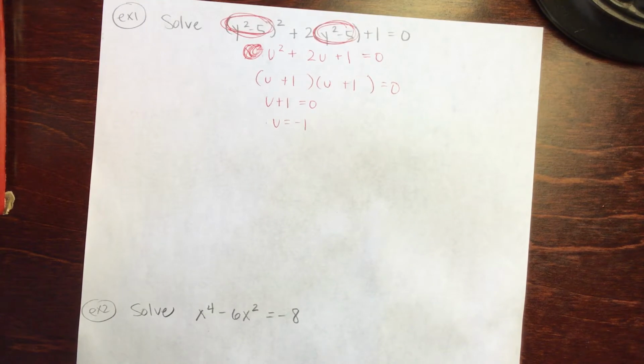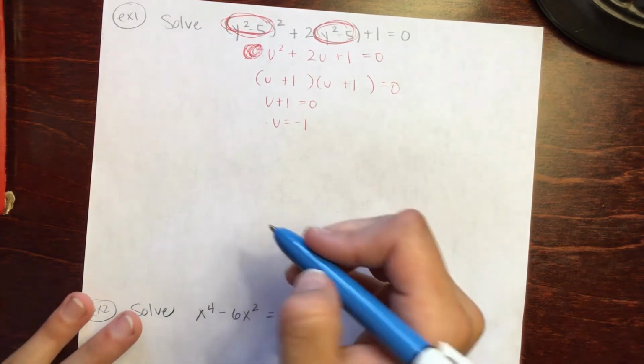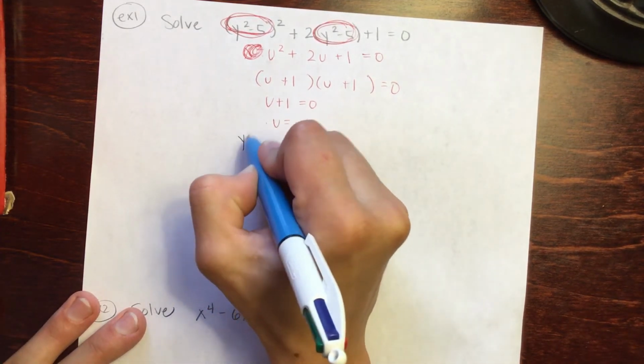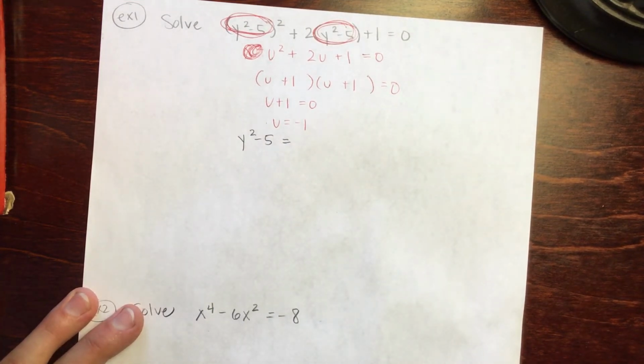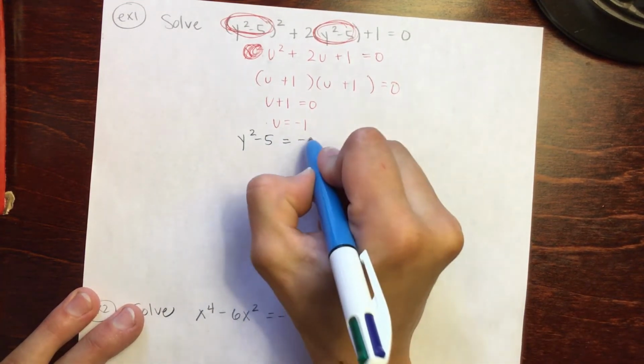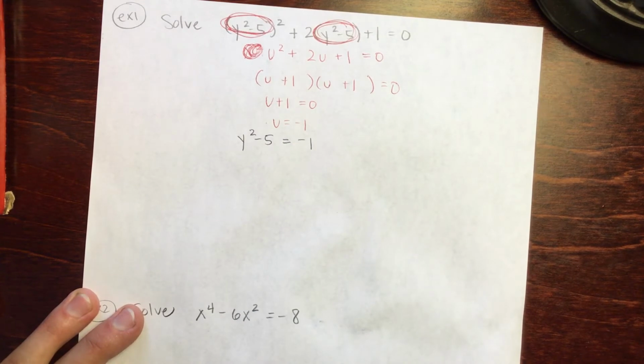But the red equation was a simplified version of the original equation. So now we have to do a little extra step. We made that first equation super simple by putting u's in instead of parentheses, but what was in our parentheses to begin with? A y squared minus 5. And we replaced that whole set of parentheses with a u. So let's set y squared minus 5 equal to -1. We're going to unreplace the u.